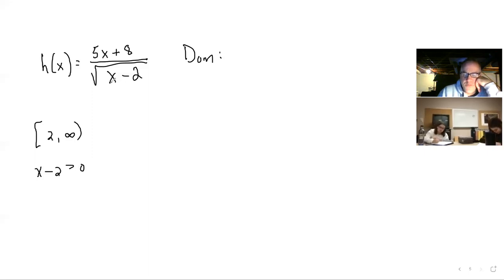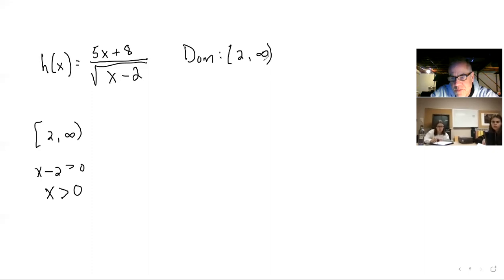The problem is if you put 2 in, and this notation right here with the bracket means include the 2, you're going to have 2 minus 2, which is 0, and the square root of 0 is 0, and that's in the denominator. So in this one, you want to say strictly greater than 0, because you can't include 0, since this is living in the denominator. So your answer here would be parenthesis 2 to infinity.